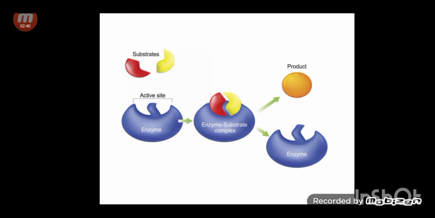Look at the enzyme. It has an active site, and that active site is specific for the substrate. Only that substrate can bind with this active site for which it has been designed. When it binds, it will form the enzyme substrate complex. And after the reaction proceeds, the product will be there and the enzyme remains unchanged.